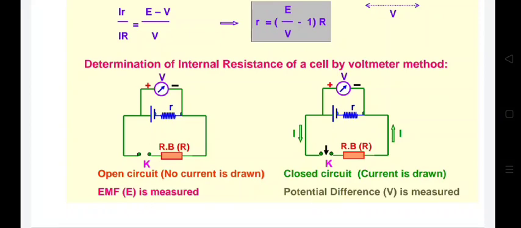Now we close the key. The current is drawn. We measure the potential difference across the ends of the cell. Note down the value in the voltmeter. We get the value of terminal voltage. Now, from the formula E equal to V plus Ir, I into small r, we can find out the internal resistance of the circuit.